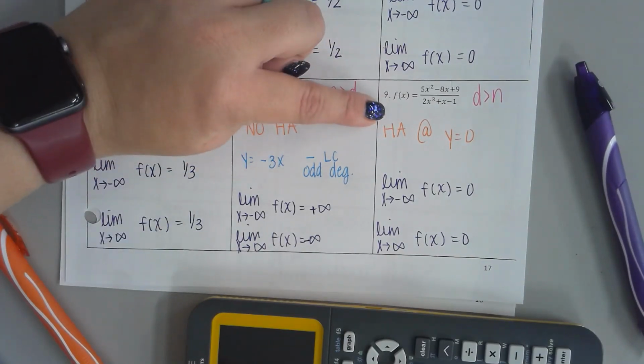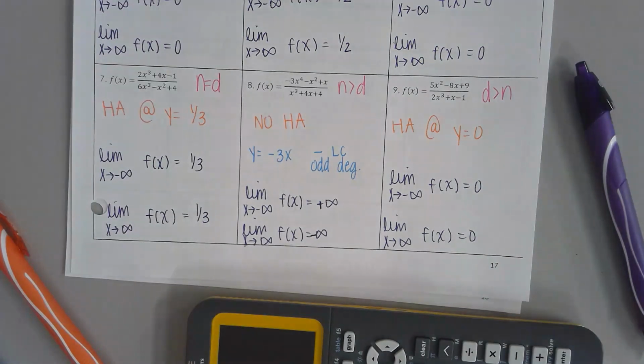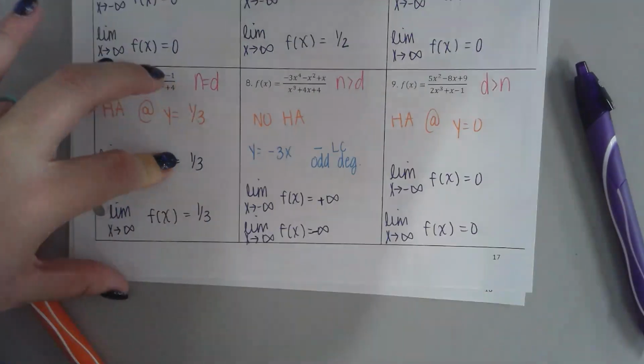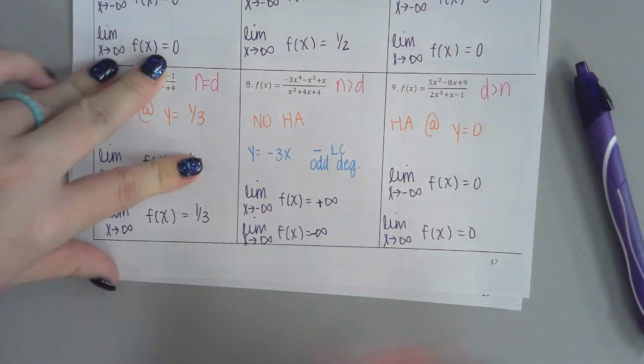And then number 9, the denominator degree was bigger, so you have a horizontal asymptote at y equals 0, and both of your limits are equal to 0.